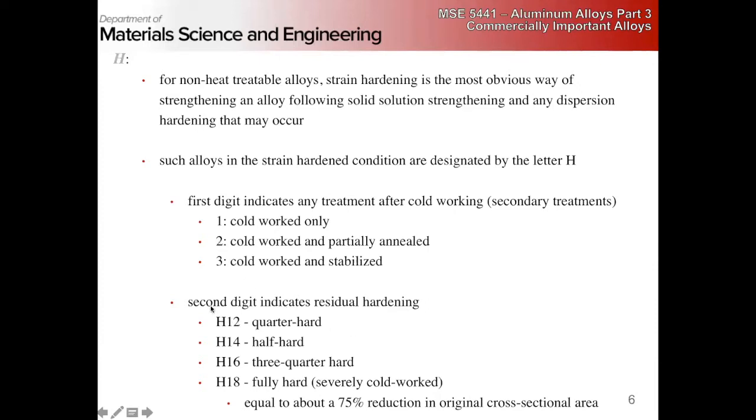The second digit indicates the residual hardening. So H12 means it's a quarter hard. H1 means it's in the cold work state, and it's 2/8 hard, or 1/4 hard. H18 then is fully hard, or 8/8 hard, heavily cold worked. So it's equal to about a 75% reduction in the original cross-sectional area.